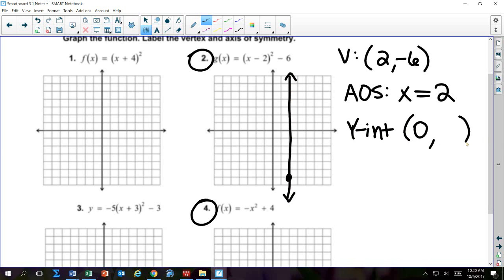Y-intercept: I have to plug in 0 for x and figure out what my y value would be. If I plug in 0 for x, what would I get? 0 minus 2 is -2. And then when I square -2, that would become what? Positive 4, and then -6. So -2.